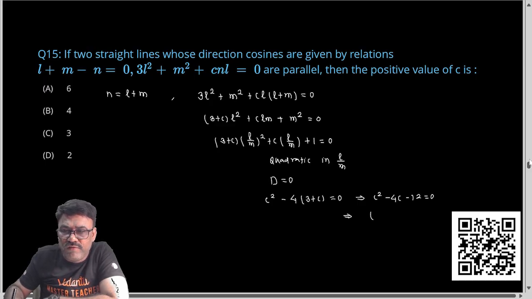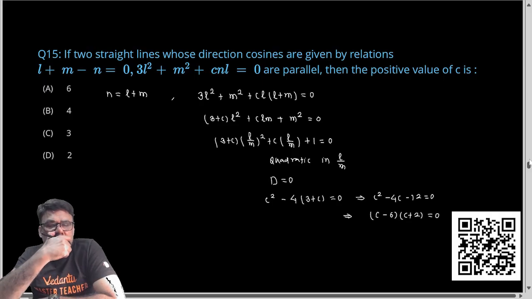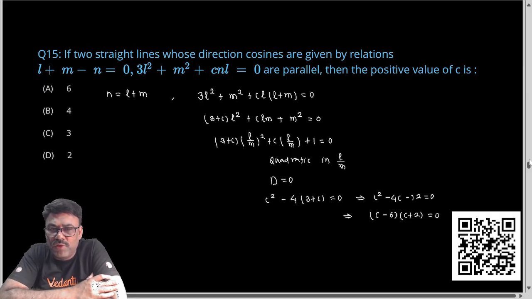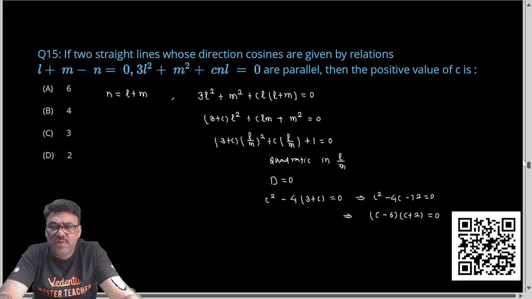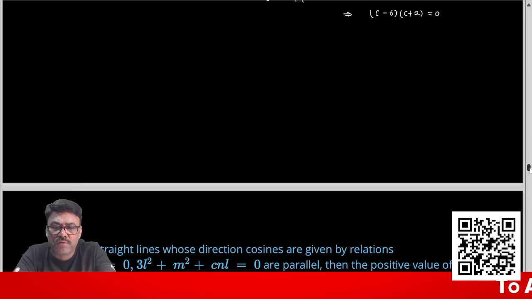If I factorize it, it is (c minus 6)(c plus 2). So you are getting c equal to 6 or minus 2. In fact, you have to write the positive value of c, so the positive value of c is 6 here. So option A should be the correct option.